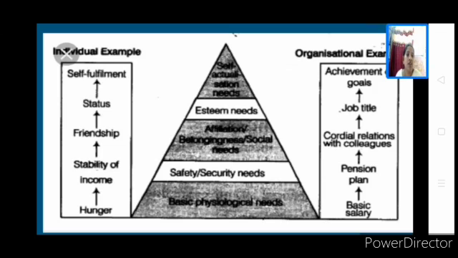For example, for an individual, a general person, the basic need is physiological need, like hunger. But for an employee, it will be a basic salary. Every employee, when he wants to join an employment, we have to identify, as a manager, if you want to motivate him, where his need actually lies. Whether he is in physiological need, then you should motivate him through showing the basic salary.